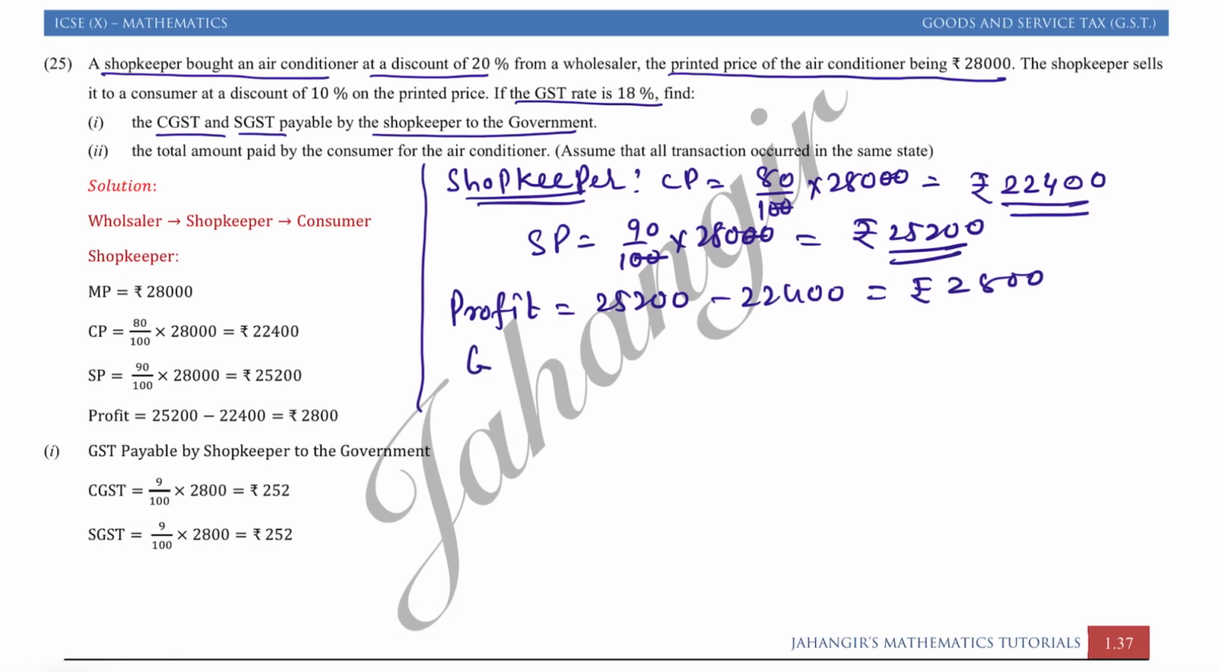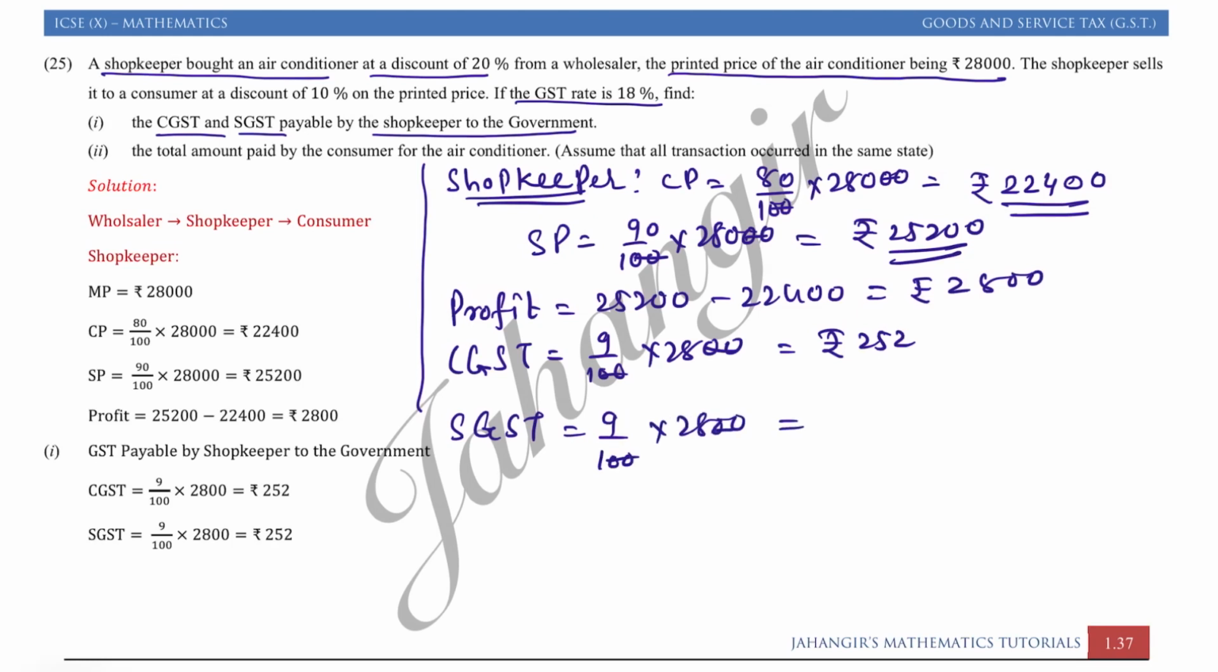So CGST will be 9% of 2,800, that is 252 rupees, and SGST is 9% of again 2,800, that is equal to rupees 252. So hope you understood the CGST, SGST payable by the shopkeeper to the government.